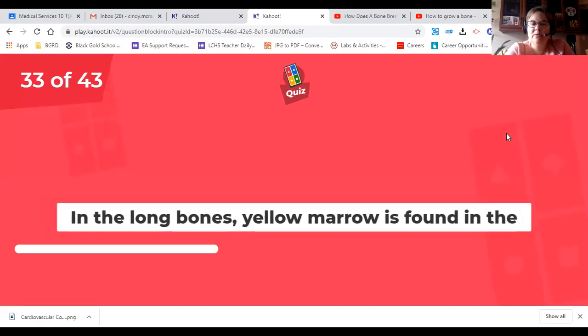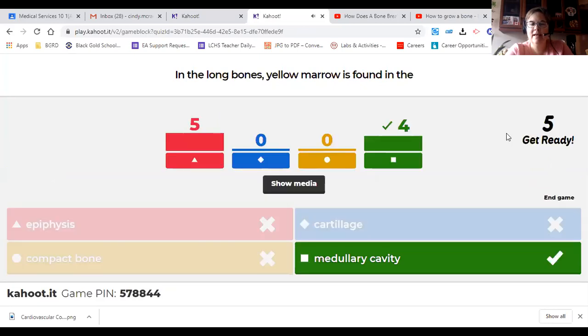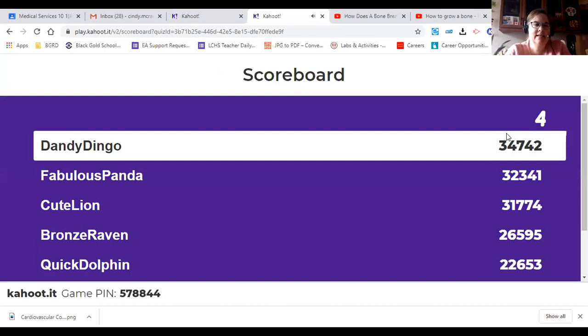In the long bones, yellow marrow is found in the epiphysis, compact bone, cartilage, medullary cavity. Medullary cavity. So not the epiphysis. The yellow marrow is in the middle part. The red marrow tends to be in the epiphysis. So Dandy Dingo in the 1st place still.